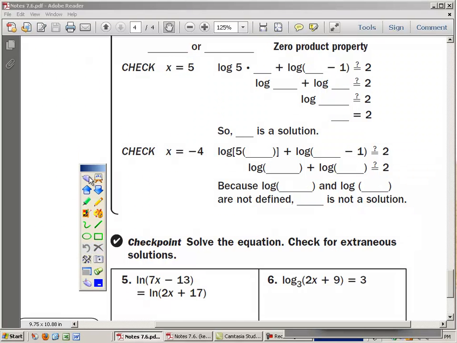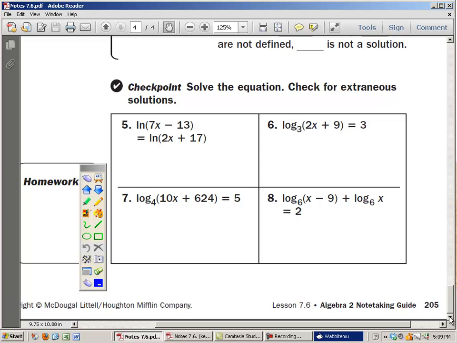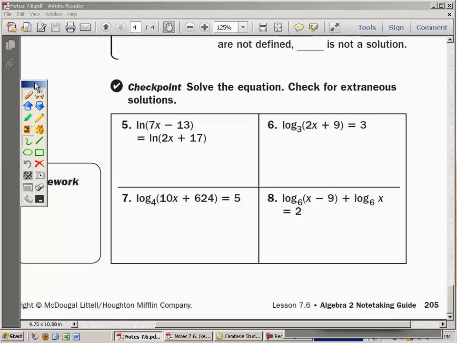All right? Now, I need you to try the 4 checkpoint problems at the bottom. Part of what you guys are going to turn in tomorrow is going to be to check your checkpoint problems to see if you've attempted these. So not only do I want the answers, which I'll give you here in a second, but I also want you to have shown the work. So try these for me, and we'll be right back with a solution.